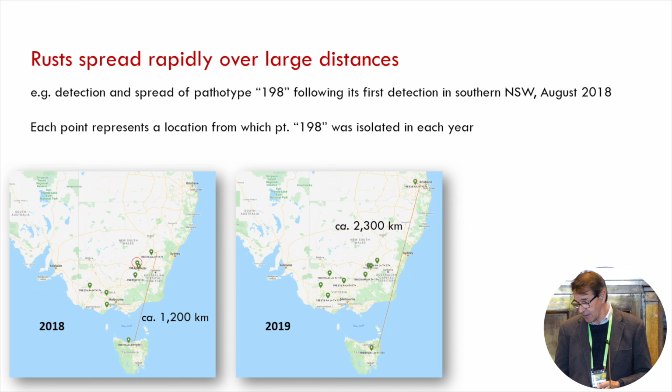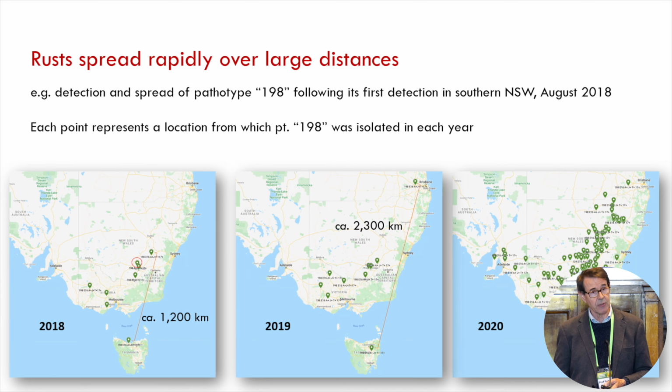The following year, a drought year, it extended its range even further. And then in 2020, when we returned to normal seasonal conditions, it was everywhere. And again, last year, it really caused some headaches for our growers in Eastern Australia. So these things move around really, really quickly once they get in.